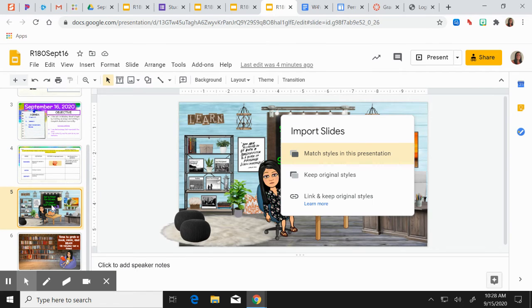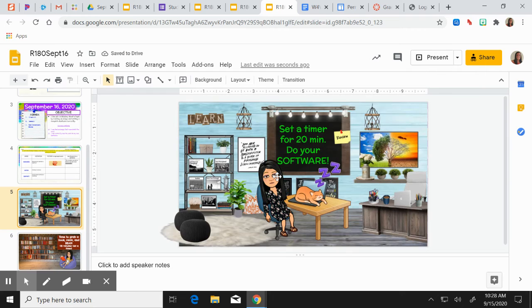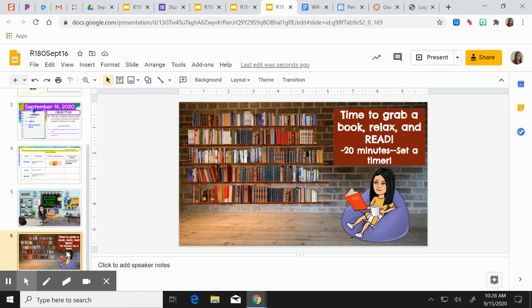it is your software time. Do not forget that you need to make sure that you are getting on software each day for 20 minutes and doing that. You need to make sure that you are getting on for 20 minutes and reading. Do not forget to fill in your reading log for the day. We are still doing that the whole month of September, so make sure you're filling it in.